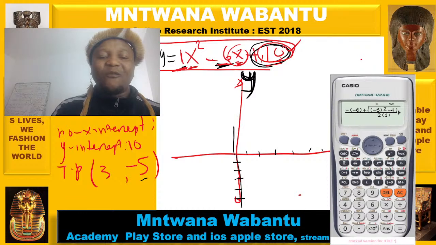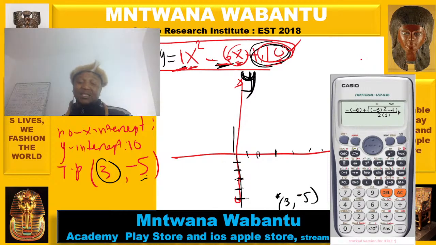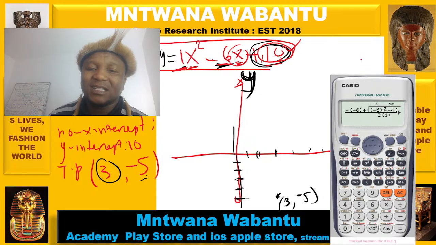So now we say, okay, value of x equal to 3. What's 3? 1, 2, 3. Value of y equal to negative 5 means negative 1, negative 2, negative 3, negative 5. So where do they meet up? 3 and negative 5 is here, because x equal to 3, y equal to negative 5. That's the turning point. What is the x-intercept? No, the graph is not going to cut at x.